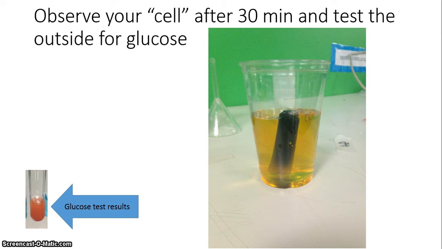Now if you think about the structure of starch and glucose, glucose is a simple sugar, so it's a monosaccharide, so it's a small molecule, whereas starch is a polysaccharide, so it's made up of lots and lots of monosaccharides, so it's a much larger molecule. So it makes sense that it wouldn't be able to diffuse through that type of membrane.